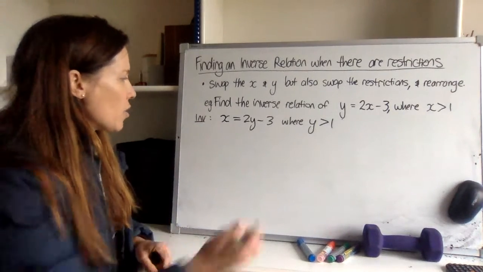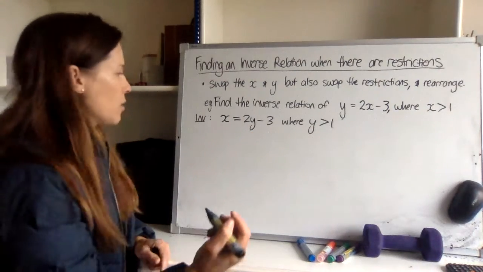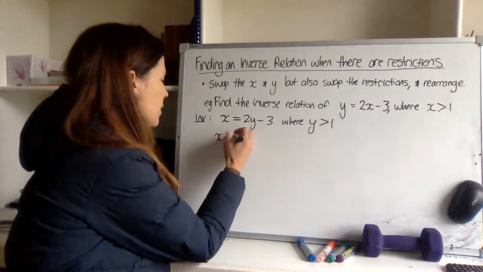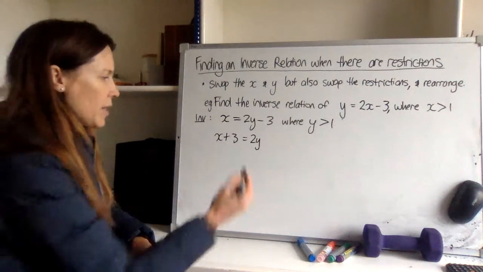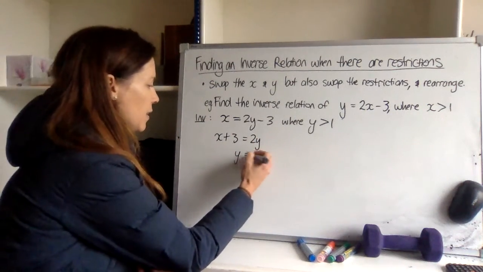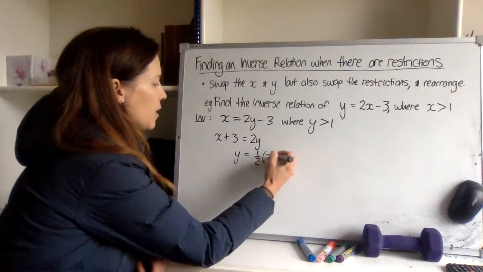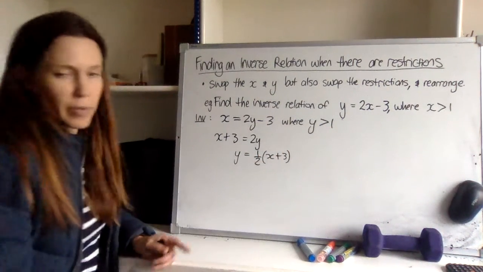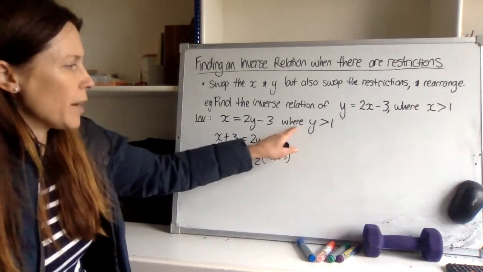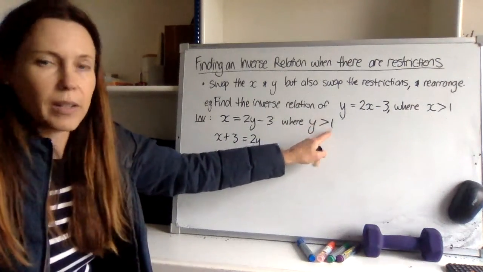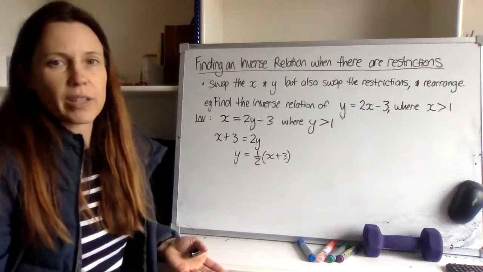Okay, now I need to rearrange this so that y is the subject. So let's add 3 to both sides. And let's halve both sides. I'm going to write my y over this side, and I'm going to halve my x plus 3. So we've got another straight line now, and this is the reverse.